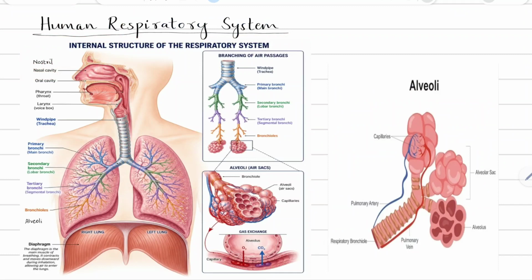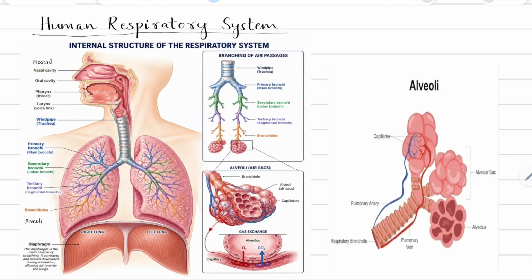Next, after nasal cavity, we have the pharynx region. This pharynx region, also known as throat, is the common passage for air and food. After pharynx region, we have the larynx region, which is also known as voice box. This voice box produces sounds when air passes through it. Then we have windpipe, which is known as trachea. This windpipe carries the air to the lungs, and it is supported by C-shaped cartilage rings.